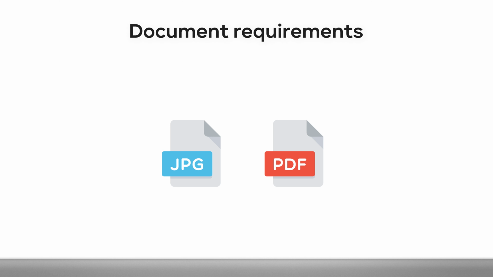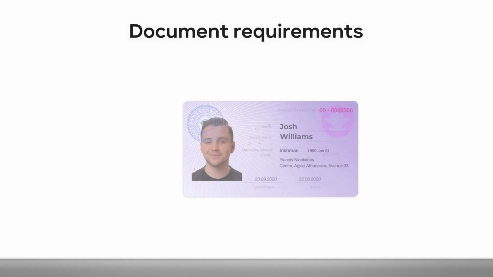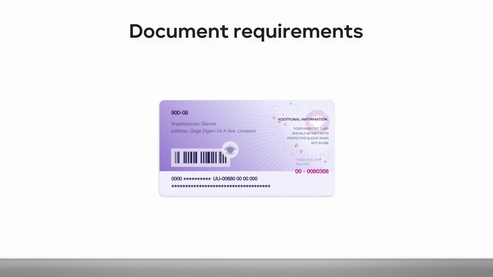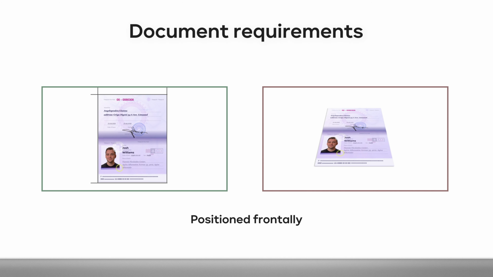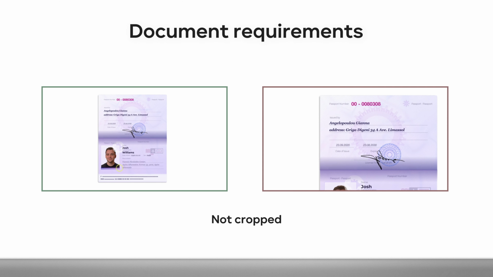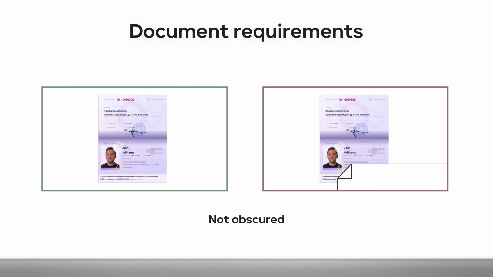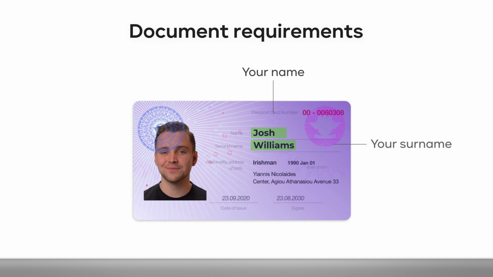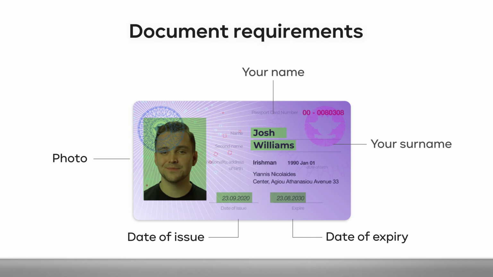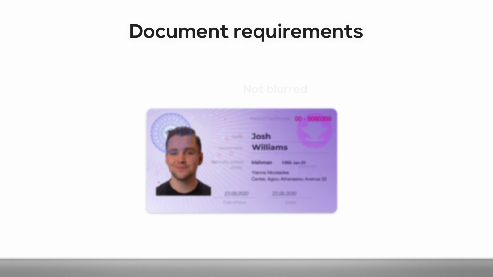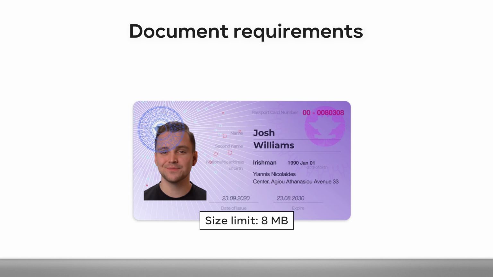Talking about formats, you should also provide a good quality photo in JPEG or PDF formats. Take a photo of your identity document so that all the information therein is clearly visible. Position the document frontally. Don't crop it. The photo must show the entire document without any cropped edges, other objects, or shadows over it. All information, including your name, surname, date of issue, date of expiry, photo, signature, etc. should be discernible. Blurry images won't be accepted. Please pay attention to the file size too, as it must not exceed 8 megabytes.